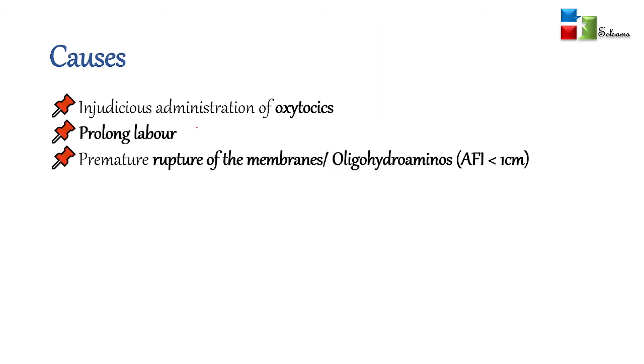Premature rupture of membrane. When the amniotic bag leaks out and the fluid comes out, this is called rupture of membrane. Premature means the rupture occurs before the labor pain starts. What happens at that time? The fluid in the amniotic bag is supposed to be around 800 ml to 1000 ml. If there is a leak, almost all the fluid comes out. Oligohydramnios is also another reason for this.